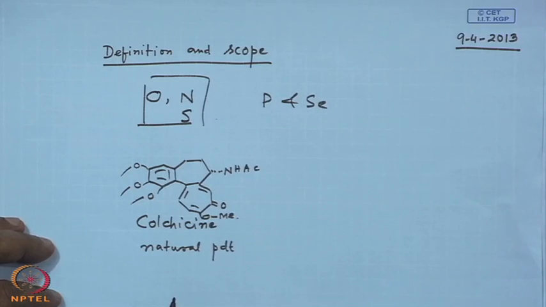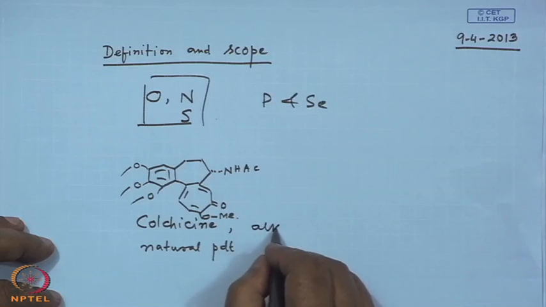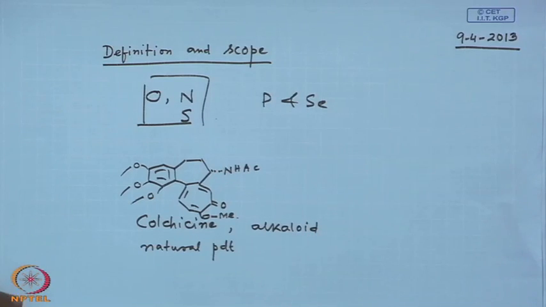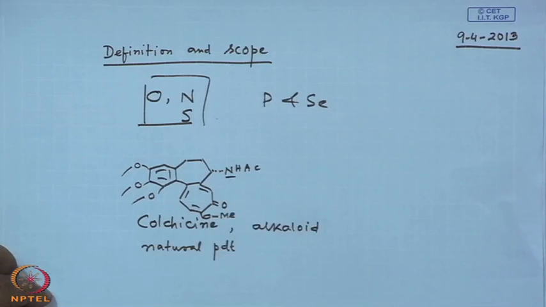Now, the question is, can we call this a heterocyclic molecule? Colchicine, I would say, should be classified as an alkaloid, because it is naturally occurring, it exerts physiological activities, and it has a basic nitrogen, that is this one. But it cannot be considered a heterocyclic because the nitrogen does not belong to the ring. Nitrogen must be a constituent member of the ring system. So, that means it is not a heterocyclic molecule.